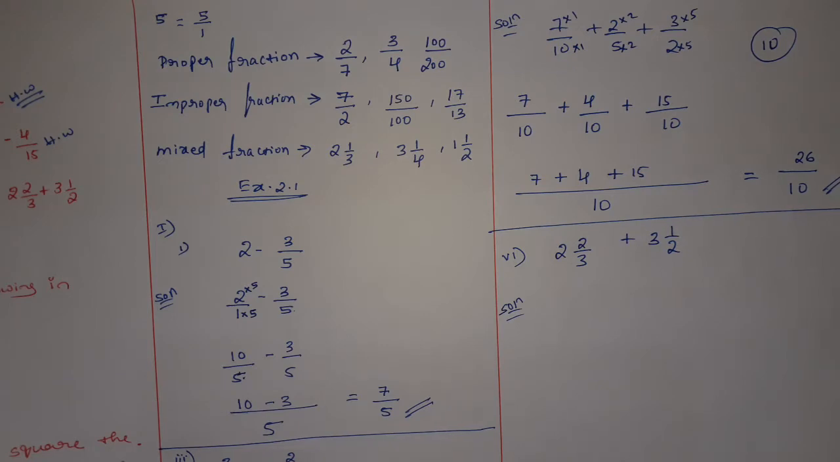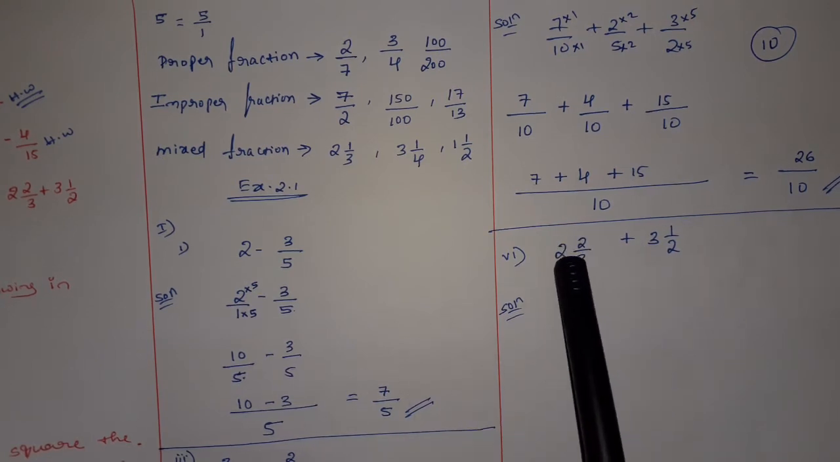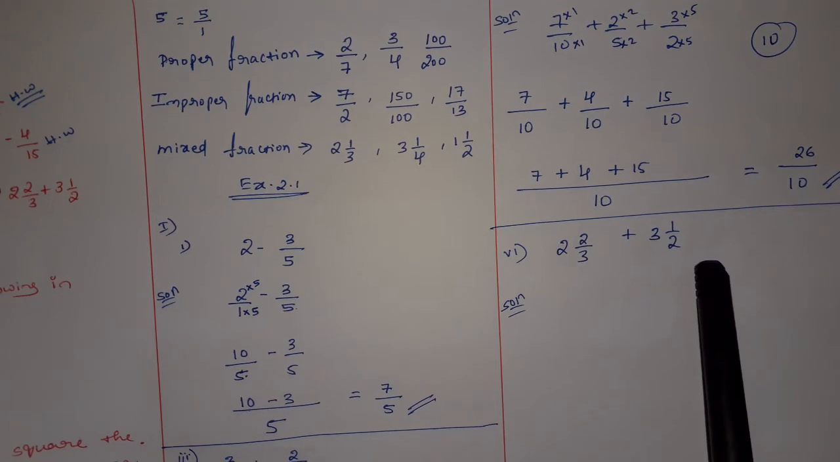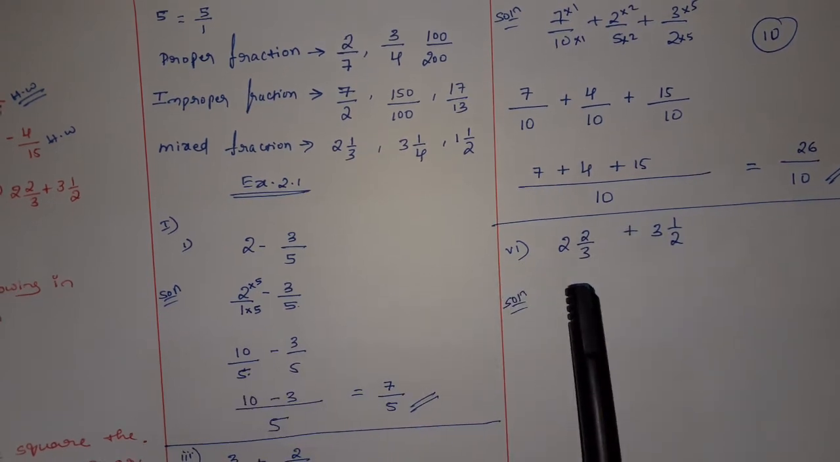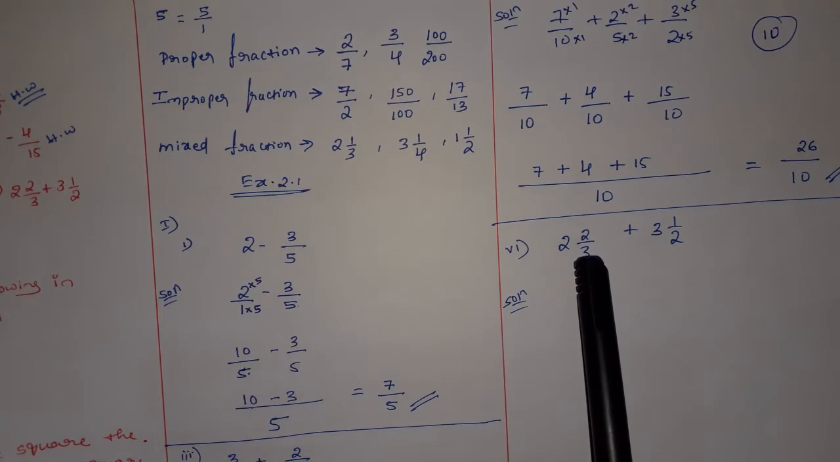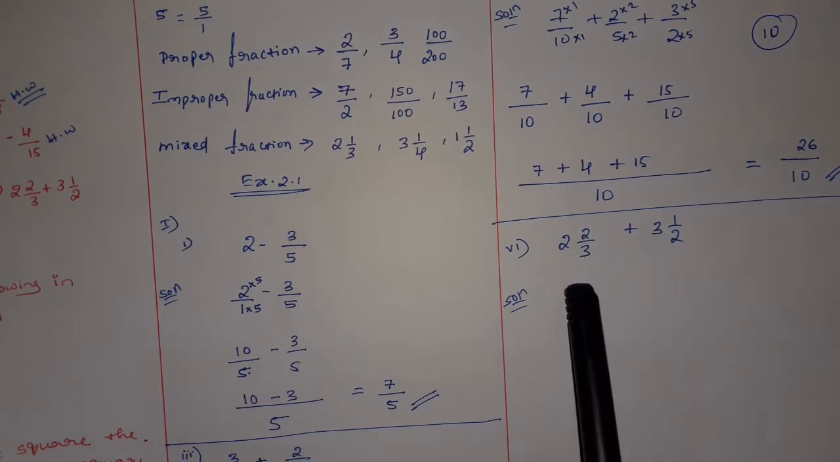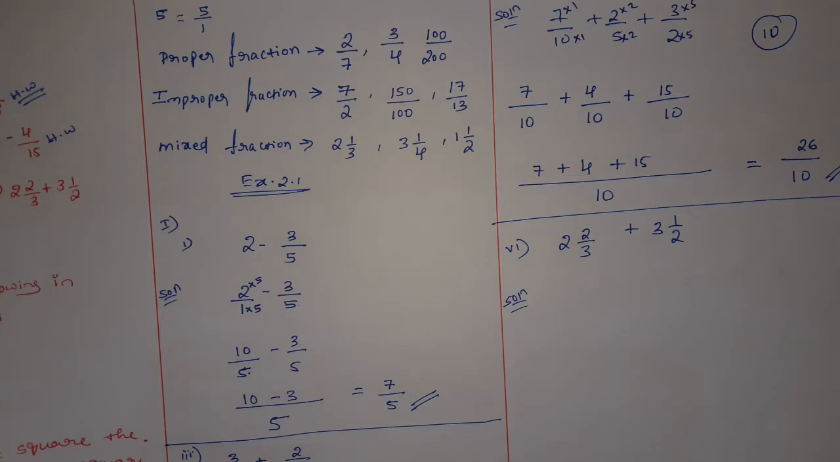There are two ways. In one way you can add the whole numbers 2 plus 3 is 5, and you can do these fractions separately, and afterwards you can add them. This is one way. In the second way, you can convert this mixed fraction into improper, then afterwards you can add them. I will show both ways, you choose which way fits for you. In which method you feel comfortable, you can follow that. I will show you both methods.